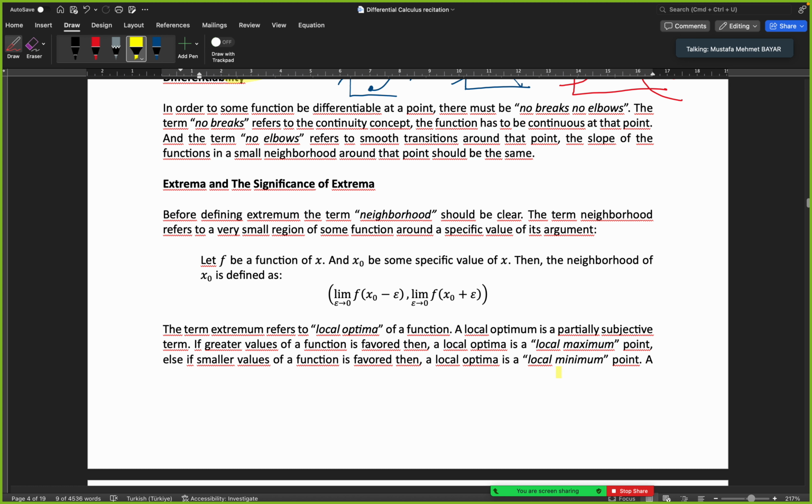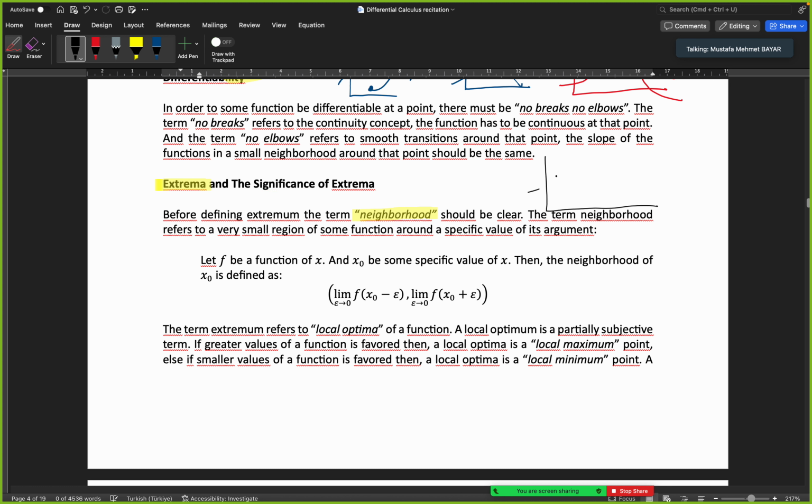coming back. Okay, so let's continue talking about the extremum points and why they matter. The plural form of extremum points is called the extrema. And to be able to define what an extremum point is, I should first explain what a neighborhood is. And let me just try to draw it.